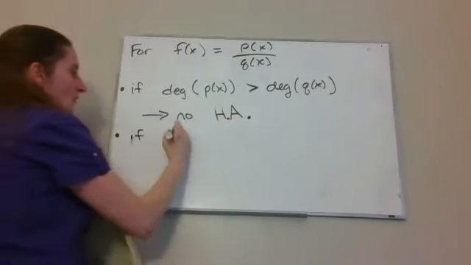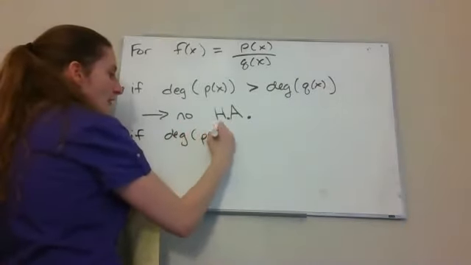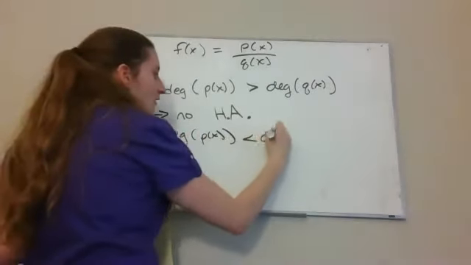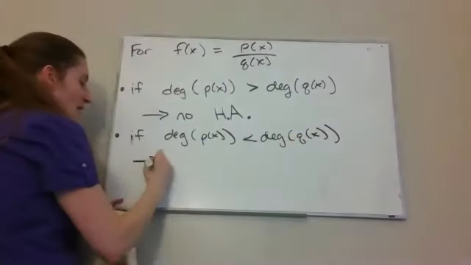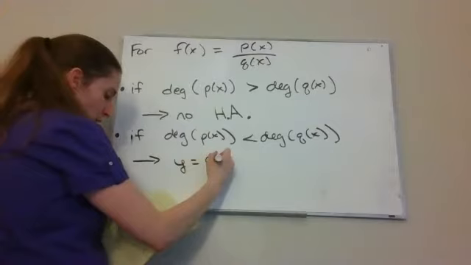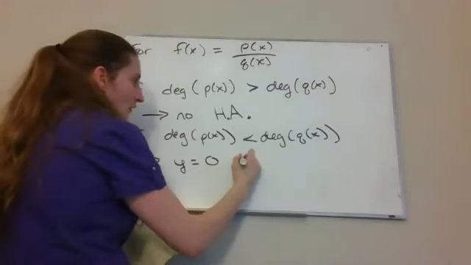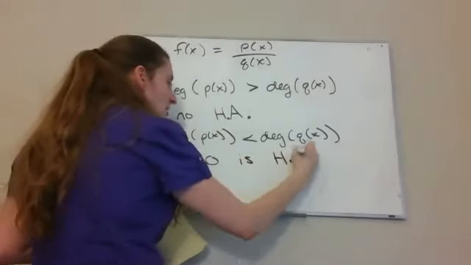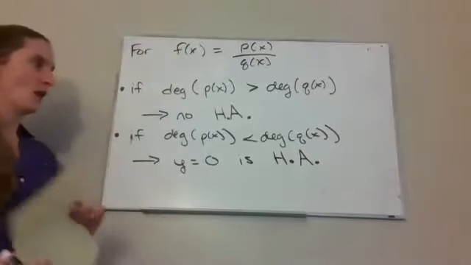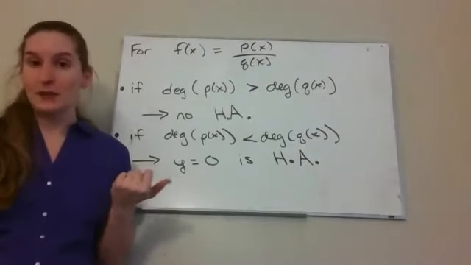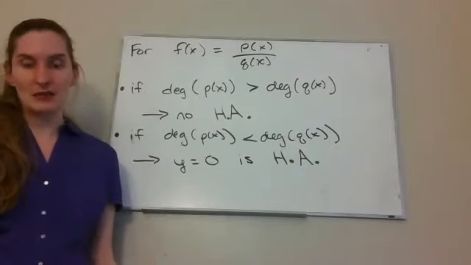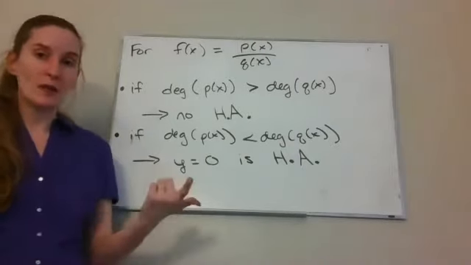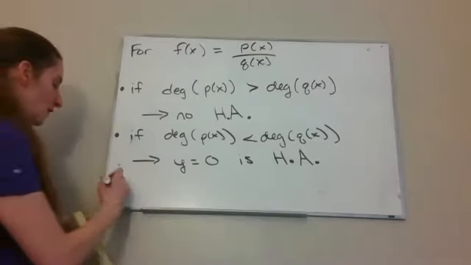And now if the degree of the numerator is less than the degree of the denominator, then that means that y equals 0 is the horizontal asymptote. So if the degree of the denominator is bigger, then your x-axis ends up being your horizontal asymptote. And there's only one other possibility, which is if the degrees are equal.